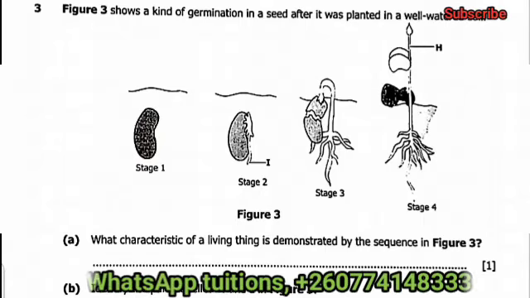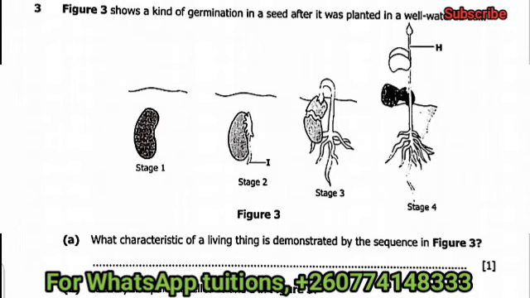I do have these questions which are emanating from 2024 GCE Biology Paper 2. Figure 3 shows a kind of germination in a seed after it was planted in well-watered soil. And so we have stages 1 up to 4. In stage 2, we have the label I. Yes, and then in stage 4, we have label H.